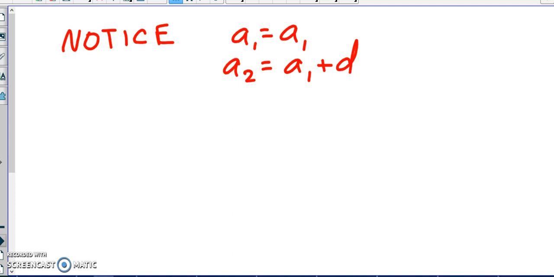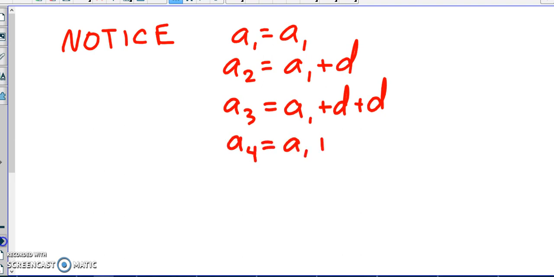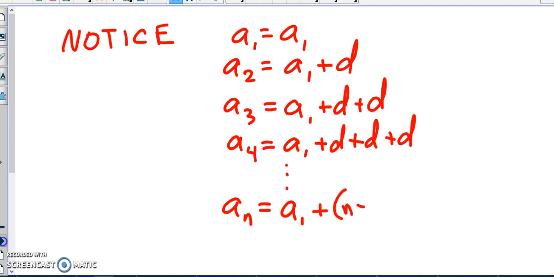Well, that's nothing genius right there, but A3 is A2 plus D, which would be A1 plus D plus D, right? And A4 would be A1 plus D plus D plus D. So if I continue that pattern, the nth term of an arithmetic sequence would be A1 plus n minus 1 times D. And that's our explicit formula right there.